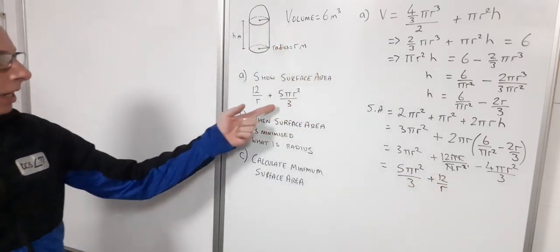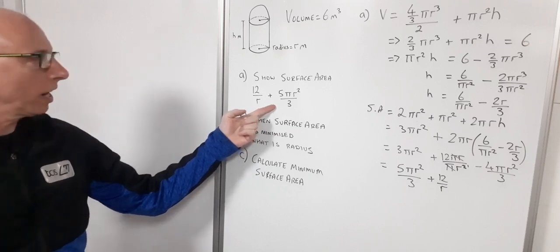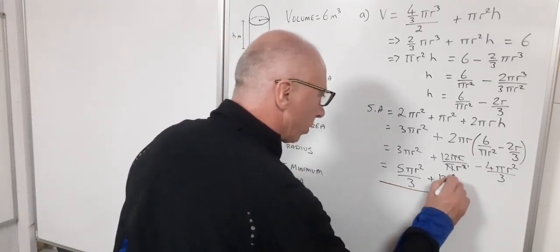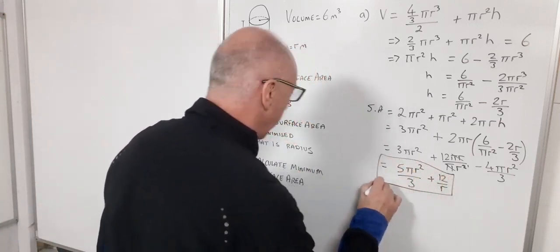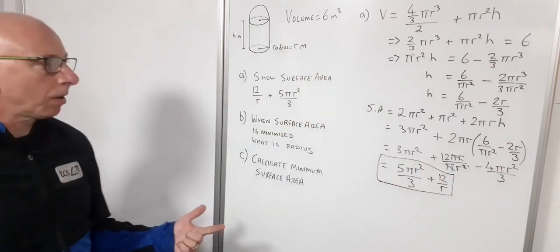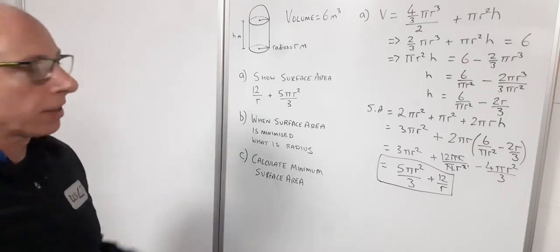So there we go. I've got exactly what I wanted here. I've shown that the surface area is this. So that's what I've got there, so that's all good for part A. Okay, now I need to work out part B. So let's do part B. Take this off the board and let's go for that.